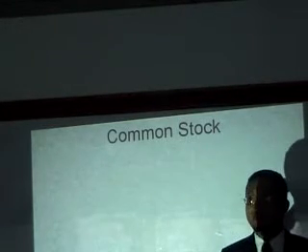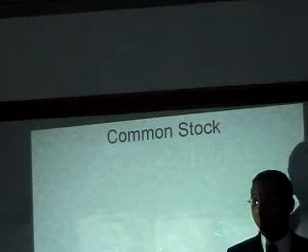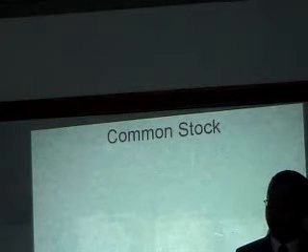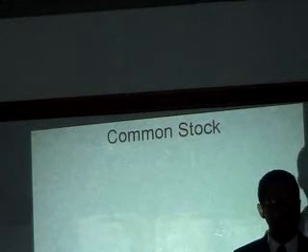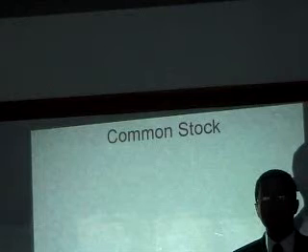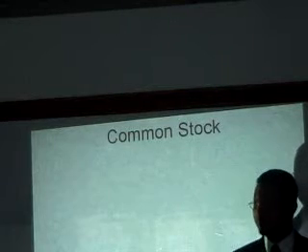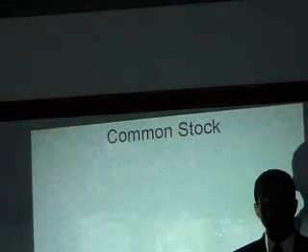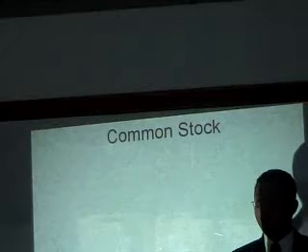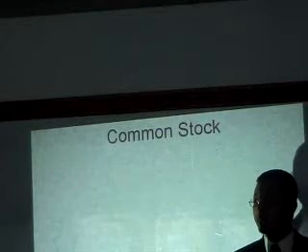Now we look at common stock. We have finished with the characteristics and nature of common stock. I don't want to explain the characteristics of the bonds or debt, as we have covered all that in our previous lecture. We go straight to common stock.